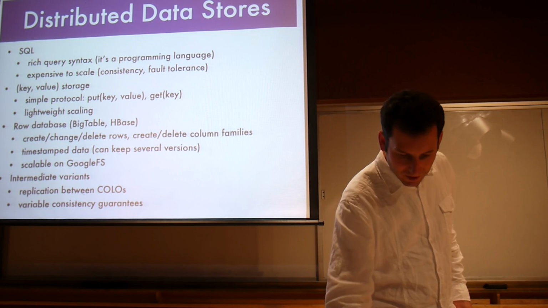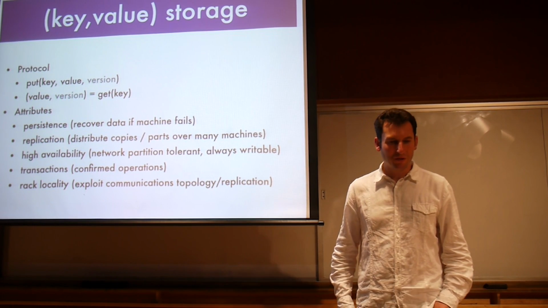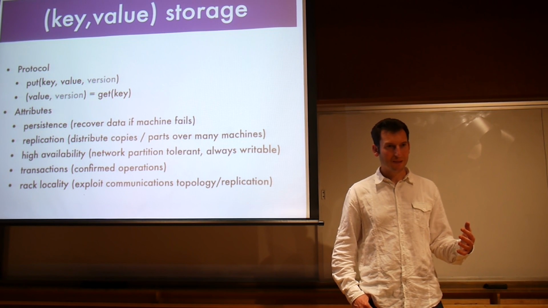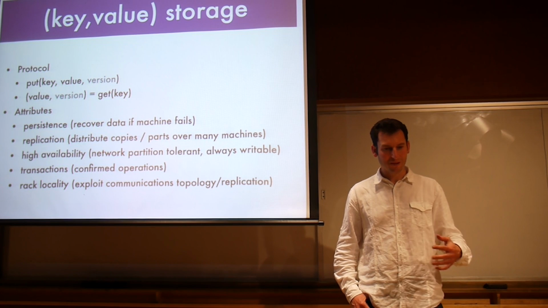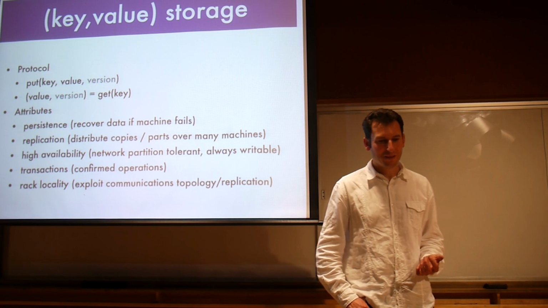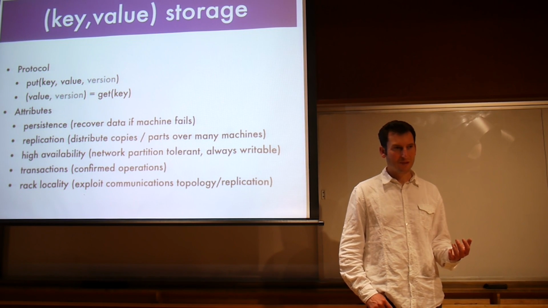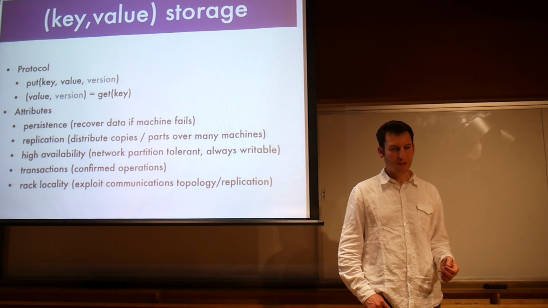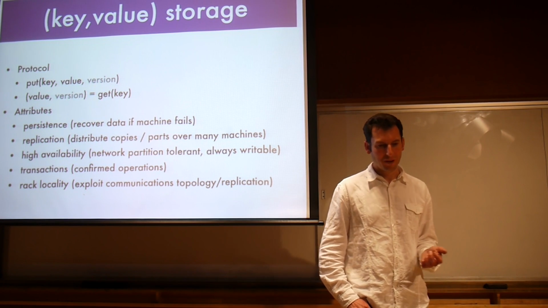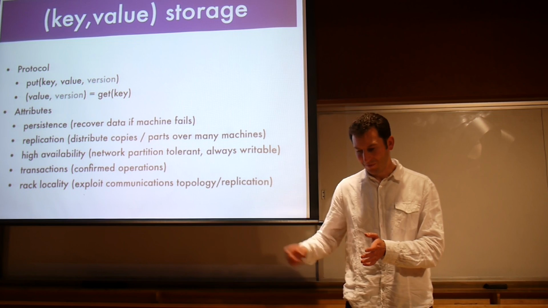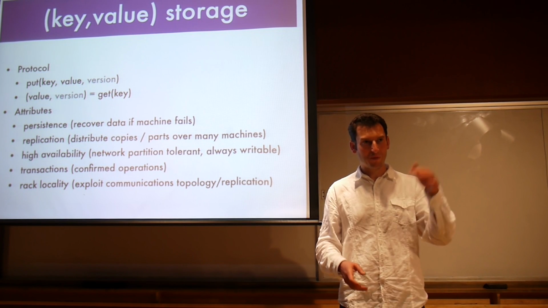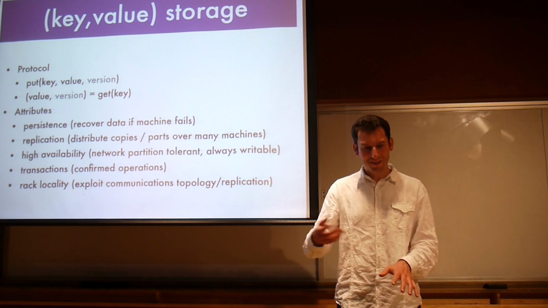Okay, so what kind of attributes might you actually want to have for a key value storage? This is really basic stuff, and all you really need to understand for the purpose of this lecture is just the basic protocol. So you put and you get. Some of the attributes might be persistence. In other words, you've written a key value pair, the machine goes down, and if it comes back up, you have it again. Replication, in order to make sure that even if a machine crashes and comes back up again, or just disappears entirely, you still have the data.